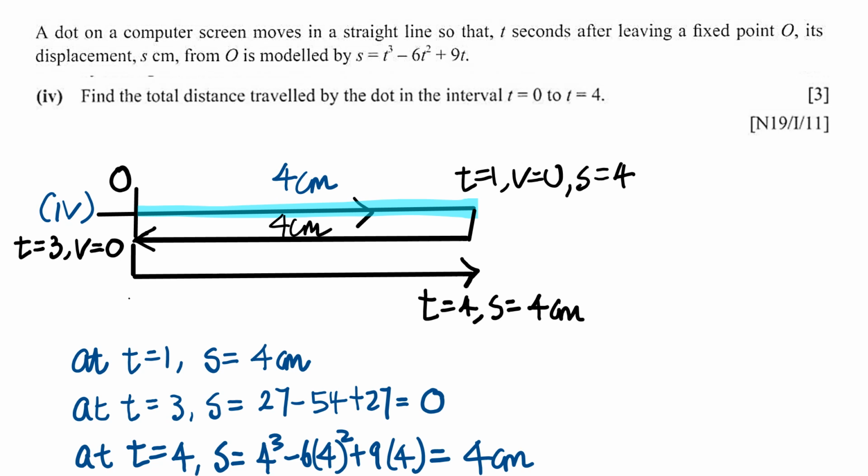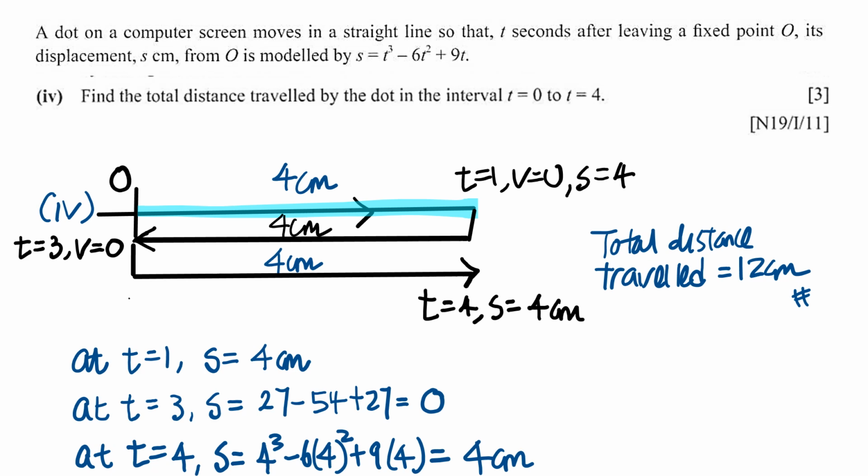You see that each distance traveled is the same, 4 centimeters, 4 centimeters, 4 centimeters. So the total distance traveled will be 12. How do you get 12? It travels 4 centimeters, makes a reverse direction, travels another 4 centimeters, makes a reverse direction, and another 4 centimeters. So when t is equal to 4 seconds, the total distance traveled is 4 plus 4 plus 4, which gives 12 centimeters. When you substitute t equals 4 into your expression for displacement, you don't get 12 at all.